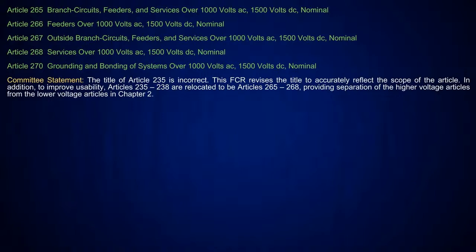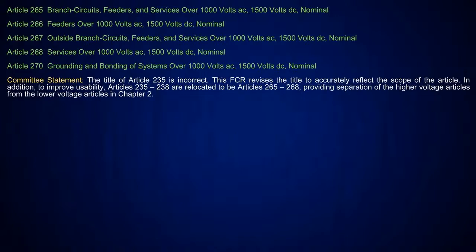you get into your branch circuits, feeders, and services less than 1,000 volts. Well, now you're going to have a new Article 265 where it's over 1,000 volts DC and 1,500 volts DC. Okay. And then when you look at Article 215, you get into feeders for over 1,000 volts. Now you're going to have an Article 266 for that.